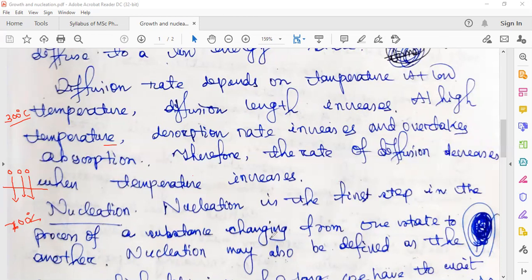At such temperatures, what happens? Desorption rate increases and overtakes absorption. Desorption is just the opposite of absorption. Desorption means these atoms are not absorbed by the surface of the substrate, but they move away.